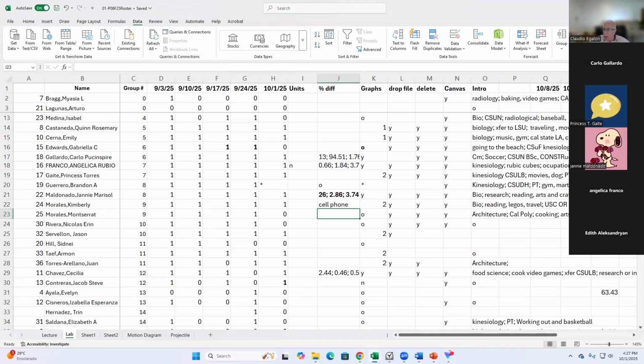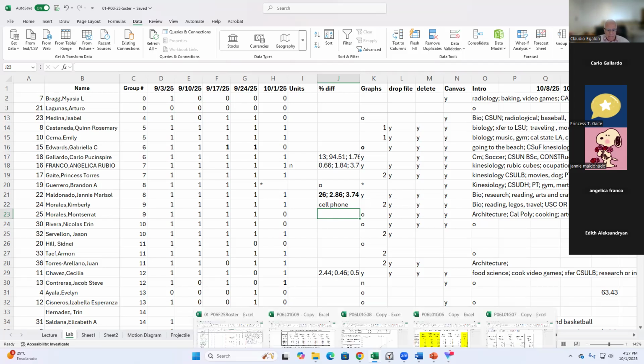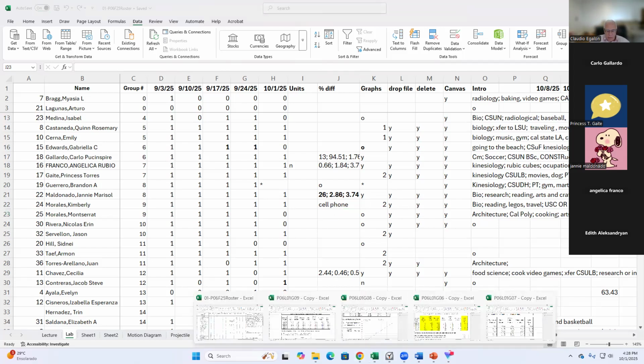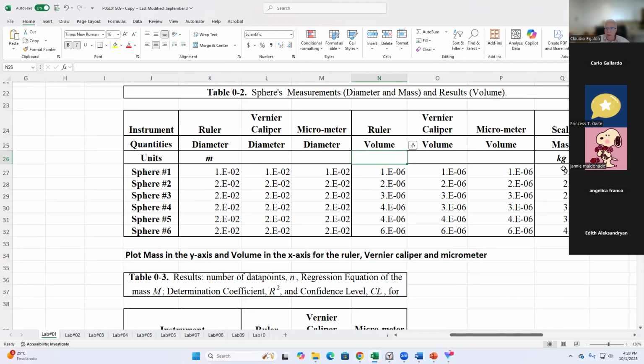Excuse me, Professor, I just had a question. Go ahead. For the slope units, is it just like m over kg? The slope should be the unit of the mass divided by the unit of the volume. What is the unit of the mass? The mass is the scale, right? What unit do you use for the scale? Kilograms. Yeah, that's right, kilograms.